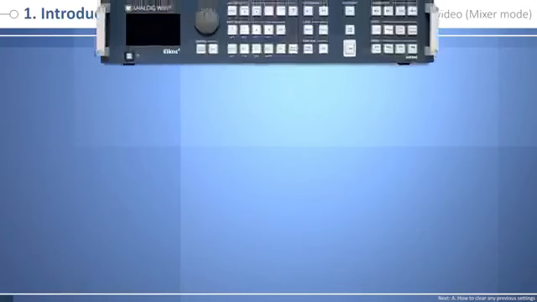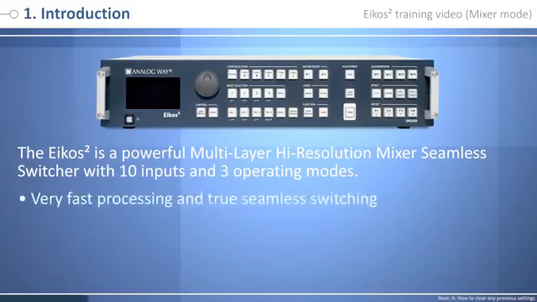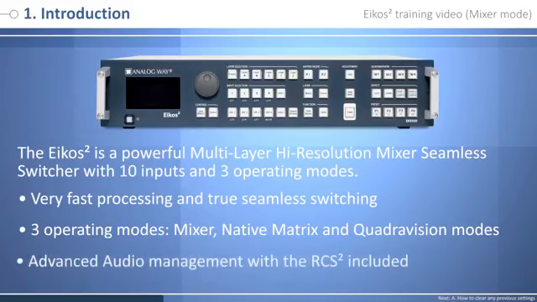Introduction. The Eikos² is a powerful multi-layer, high-resolution mixer seamless switcher with 10 inputs and 3 operating modes. Eikos² features very fast processing and true seamless switching. 3 operating modes are available: mixer, native matrix, and quadra-vision modes. Advanced audio management with the RCS² is also included.